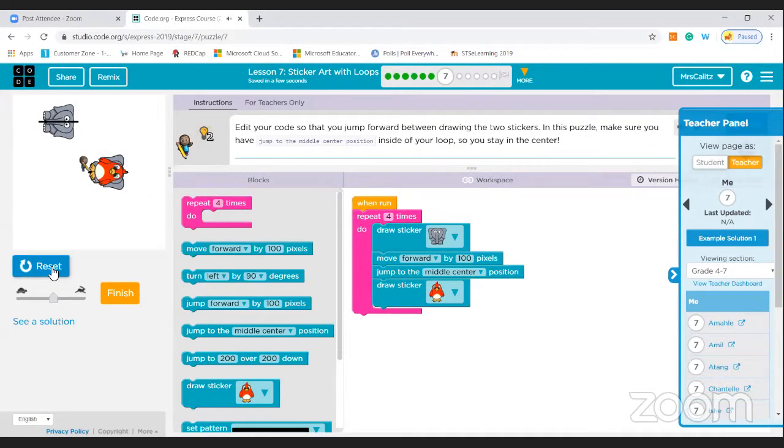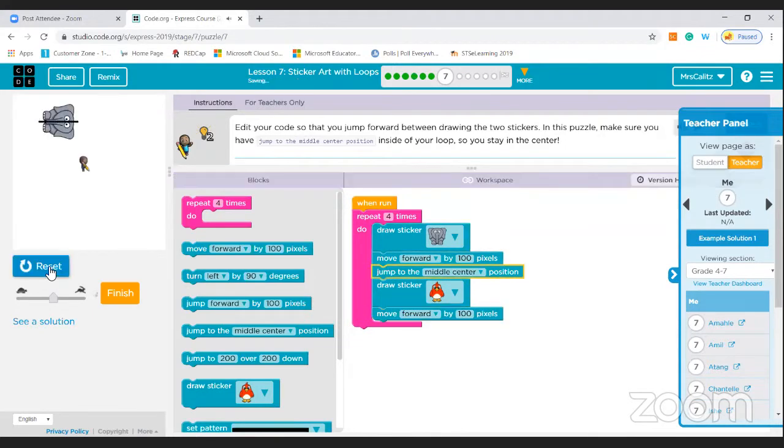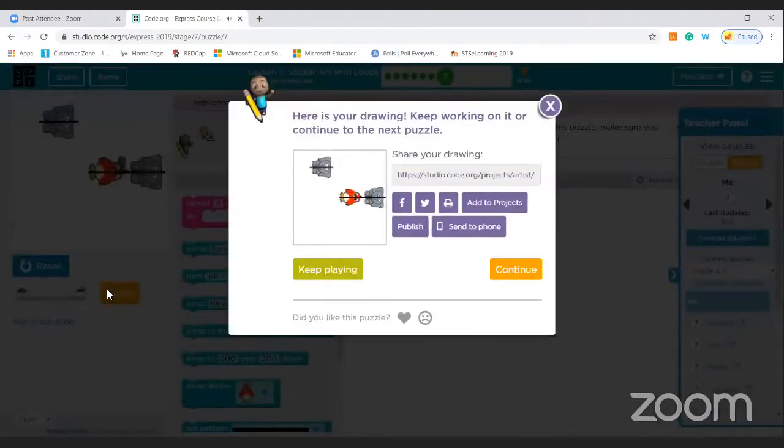Okay, can you see that? And if I put another move forward over here, okay, yeah, let me do it this way. Then can you see I'm moving between the elephant and the bird now, and they're not together. Okay. Let me continue.